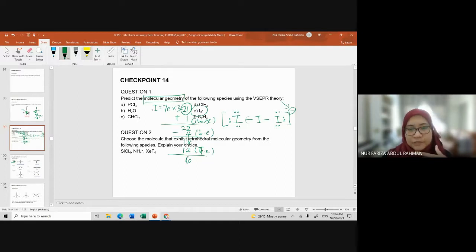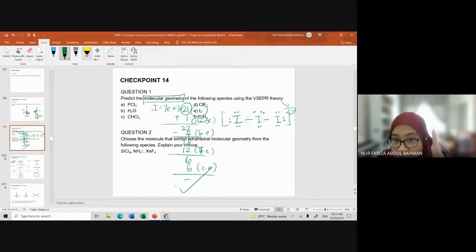Okay, in this case we have remaining, so all the 6 electrons will be placed on the central. So we have used all the 6 electrons. This is central electron. So we are now left with 0 electrons. This is good. Maksudnya kalau dah 0 tu, it shows that we have used all of the electrons. So this is your Lewis structure.